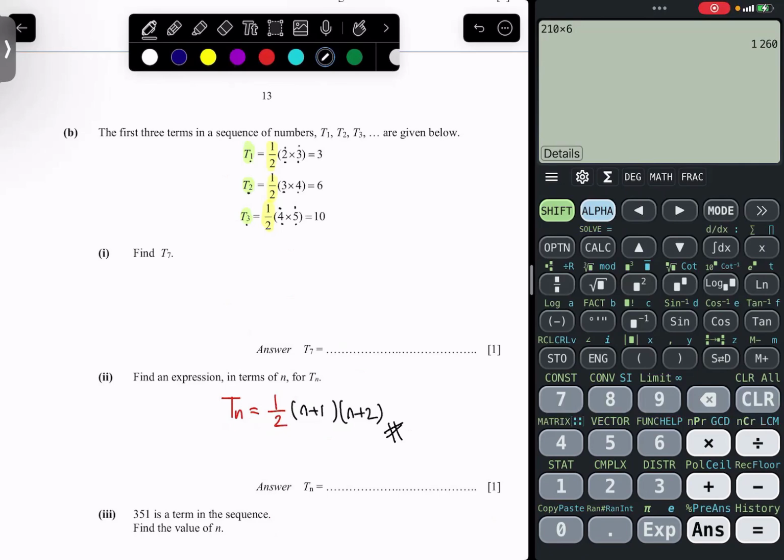Okay, so find T7 using the idea. T7 will be equals to half times 7 plus 1, 7 plus 2. Okay, so that will be half times 8 times 9. So answer 36.